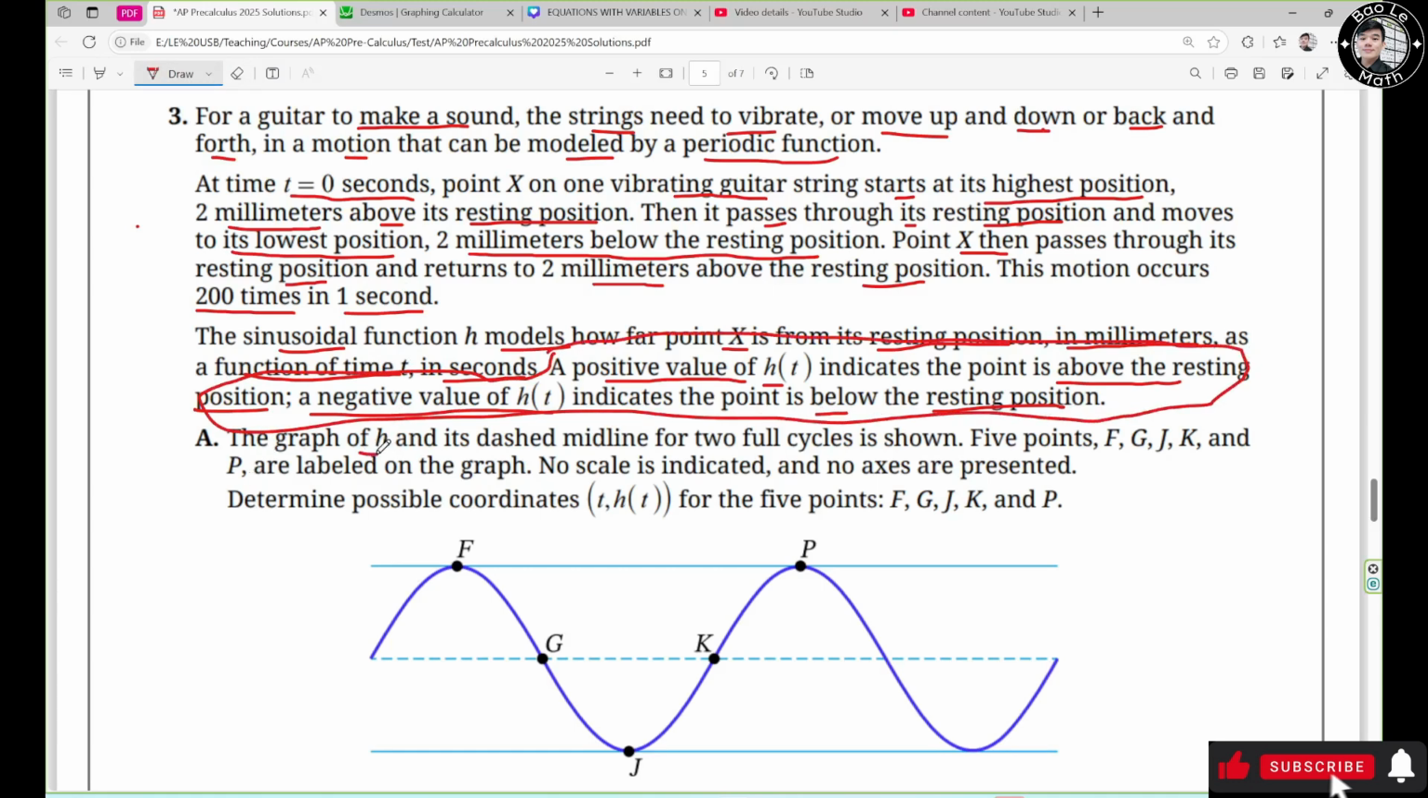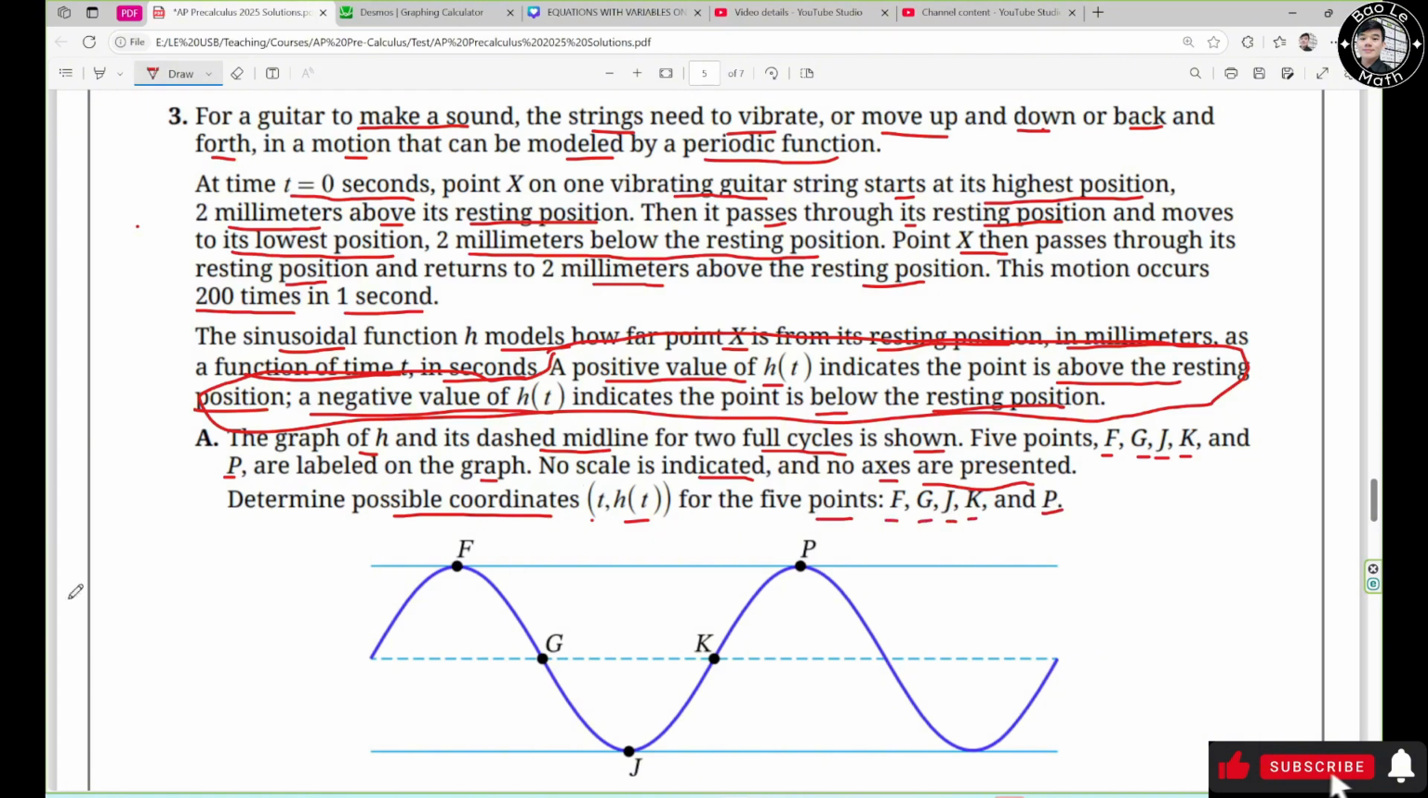The graph of the function h and its dashed midline for 2 full cycles is shown. 5 points F, G, J, K, and P are labeled on the graph. No scale is indicated and no axes are represented. Determine the possible coordinates of t, h of t for the 5 points F, G, J, K, and P.